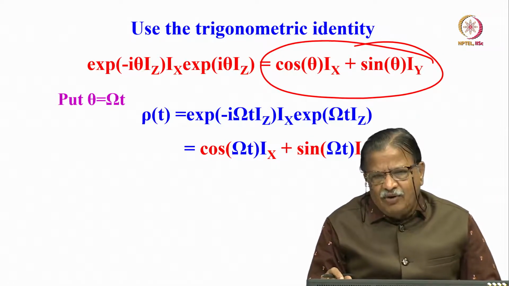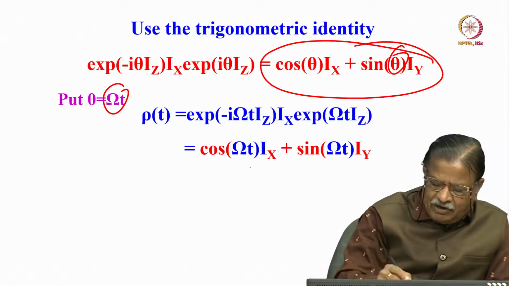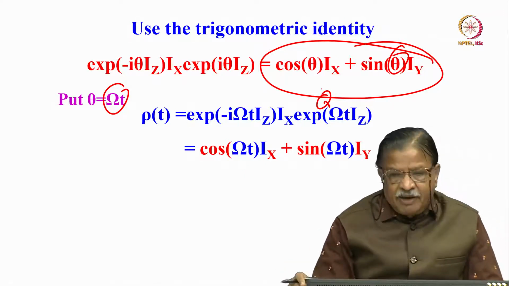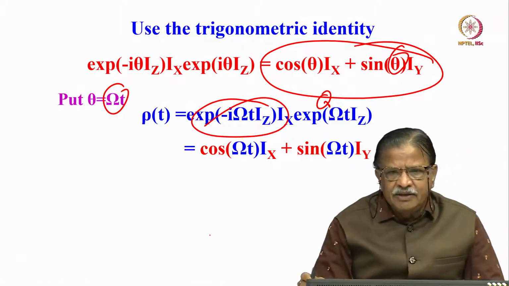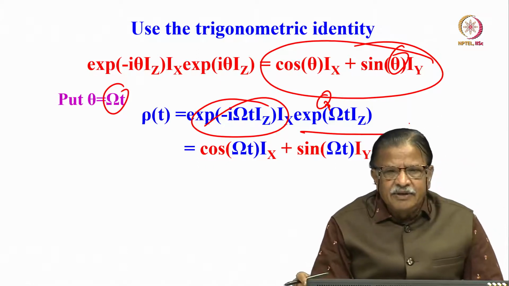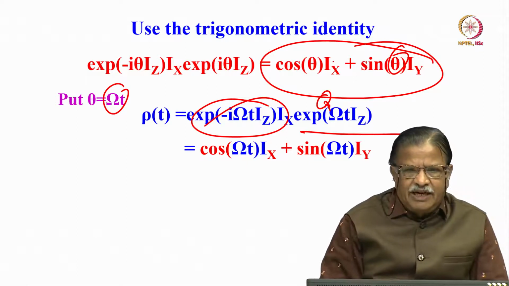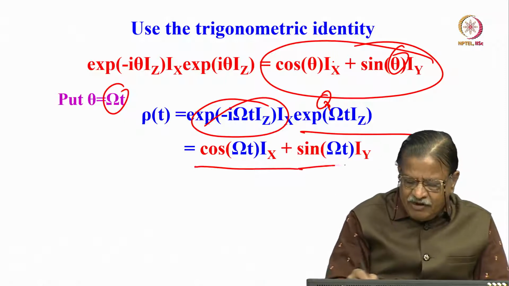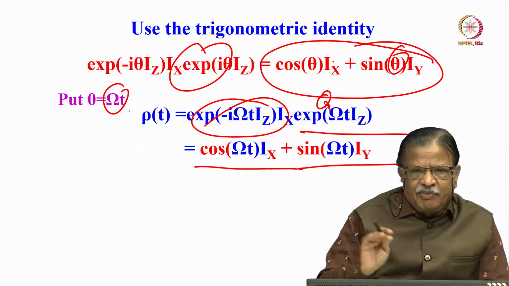Now with this, knowing this one, put theta equal to omega t. Now instead of theta, I have to put omega t. Again, I is missing. I'm sorry, while cutting and pasting this has happened. So now rho of t is equal to exponential minus I omega t Iz, Ix, exponential I omega t Iz. This can be evaluated using this identity as cos of omega t Ix plus sin of omega t Iy. We just use this trigonometric identity for this type of equation.